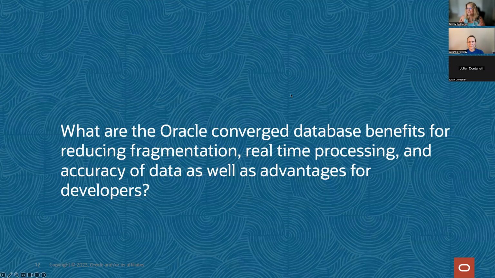Okay, so I know you talked a lot about this at the beginning, our Oracle Converged Database. So specifically, what are the Oracle Converged Database benefits for reducing fragmentation, real-time processing, and accuracy of data?